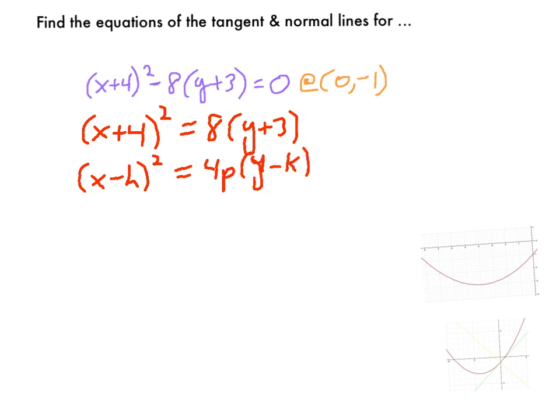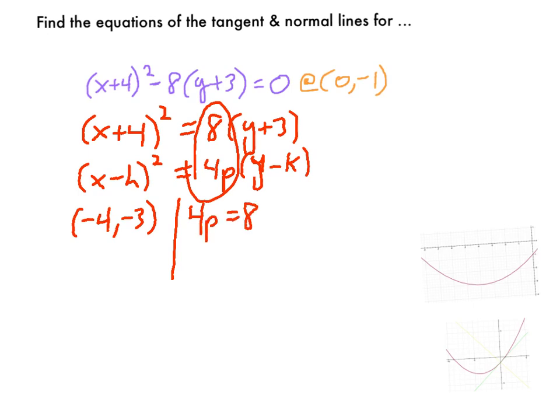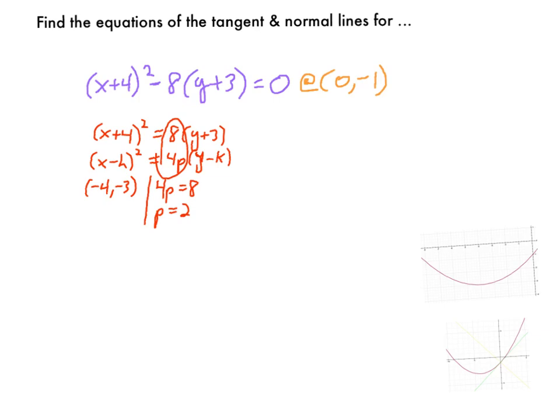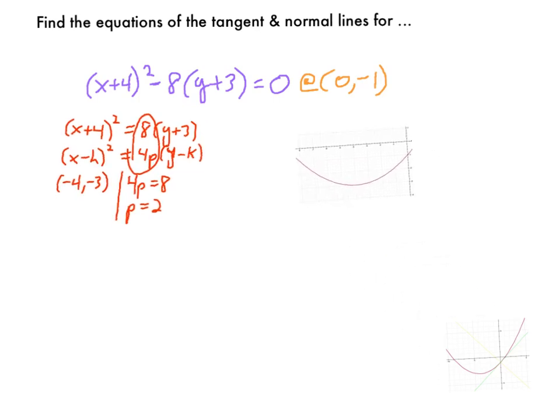Okay, so our vertex, not that it's asking for this stuff, but we can now tell that the vertex here is going to be -4, -3. And whatever's in front here, that's what 4p is. So 4p in this case equals 8. If you divide by 4, p equals 2. All right, well, not that it's asking for it, but at this point, we could graph this.